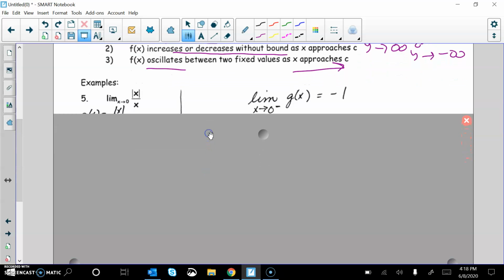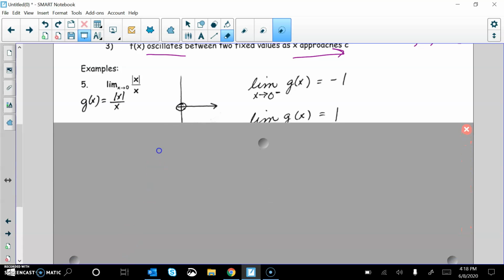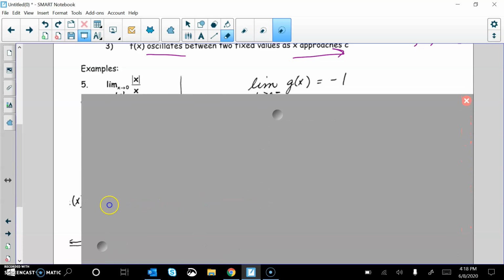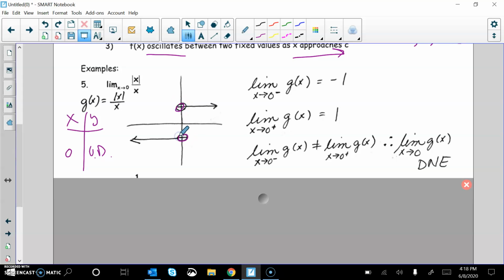All right, example 5. What's the limit as x approaches 0 of the absolute value of x over x? If you were to plug it in, you would get 0 over 0, which again is indeterminate. Cannot determine anything from that. So if we look at the graph of it, here's the graph. You cannot plug in 0. If you made a table, at 0 it's undefined. There's no y value for it. So it's going to be open there.